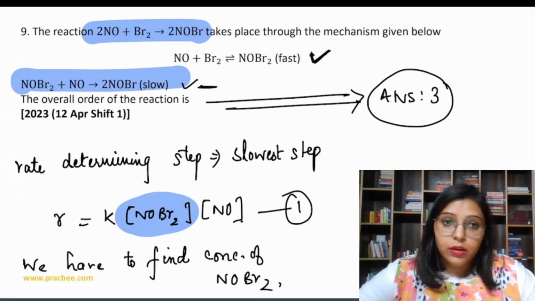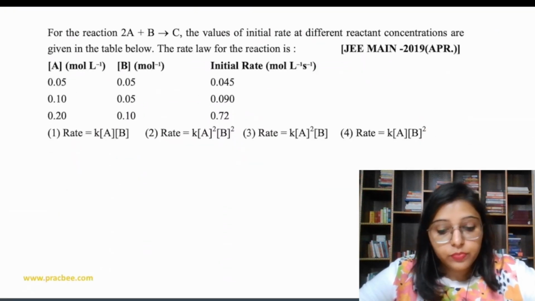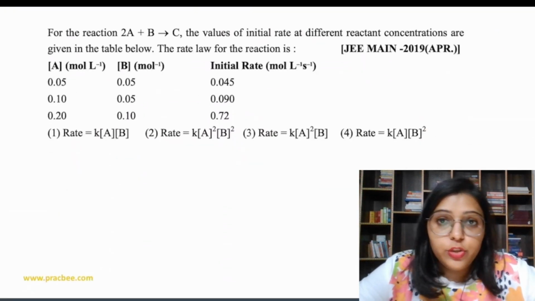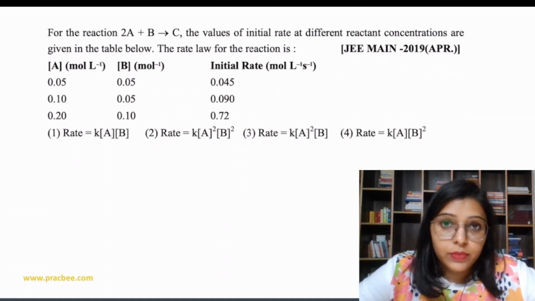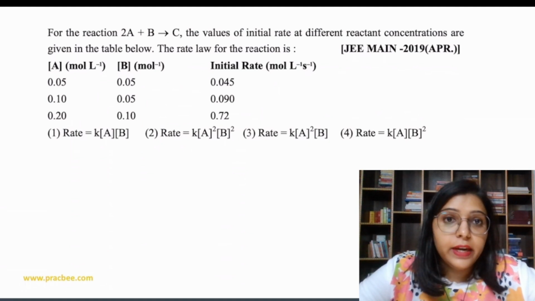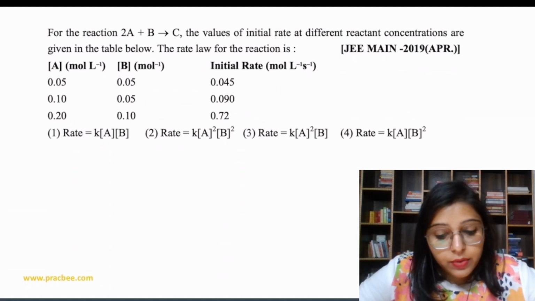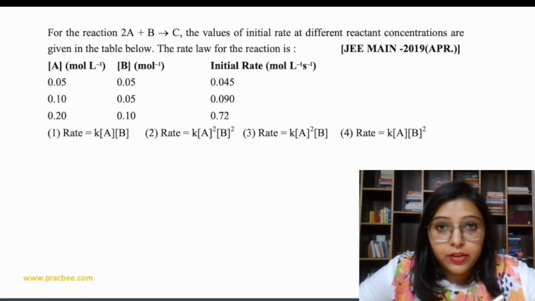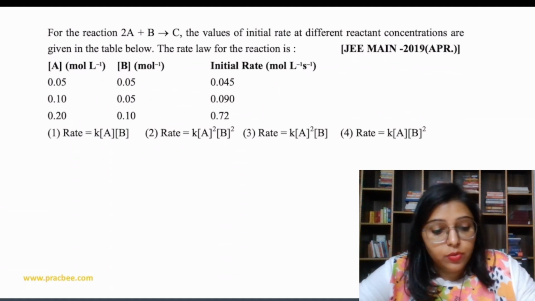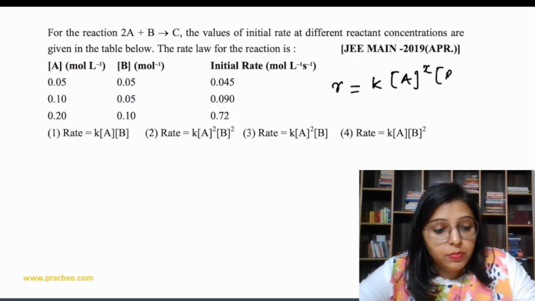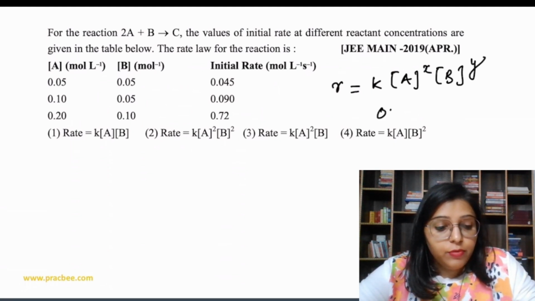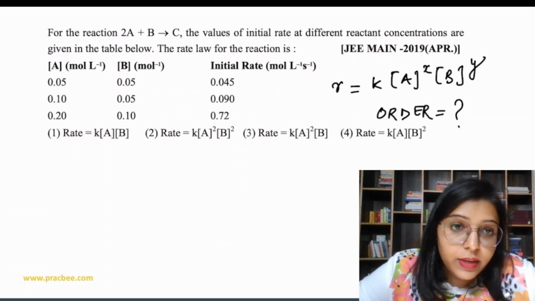Okay, now let's do the next question. For the reaction 2A plus B gives C, the values of initial rate at different reactant concentrations are given in the table below. So the rate law for the reaction is, so we have to find out the rate law. The rate law is K [A] to the power x and [B] to the power y. It means we have to find the order with respect to each reactant, that is, the values of x and y.